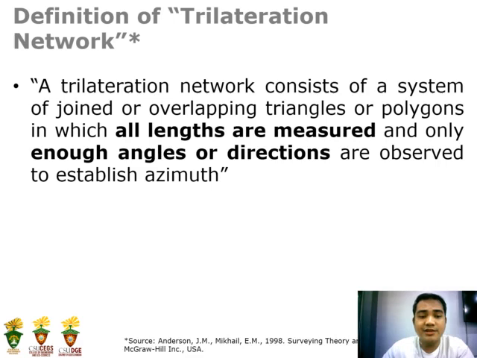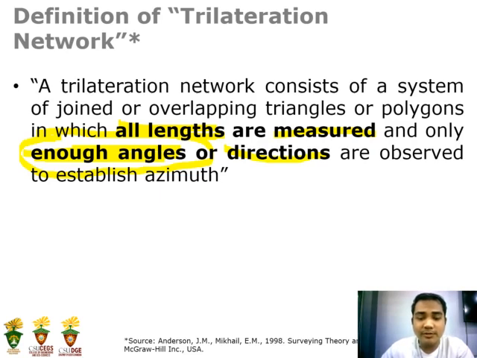For the definition of a trilateration network: it is a network that consists of a system of joined or overlapping triangles or polygons in which all the lengths are measured. Meaning, all lengths are measured, since trilateration, from the word itself, measures lengths, and only enough angles or directions are observed to establish the azimuth. Enough angles may be one azimuth consisting of direction, or for the computation of the position of another station, and maybe one horizontal angle for checking purposes.